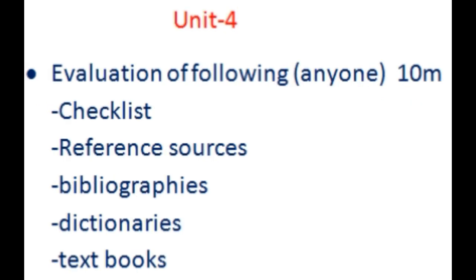In unit 4, evaluation of various information sources is given. This type of question is mostly asked for the 10 mark question, rarely for a 5 mark question. There are various information sources whose evaluation is given in this unit, but these 5 topics are important. One is the checklist, reference sources, bibliographies, and the dictionary is the more important one, and the last one, the textbooks.